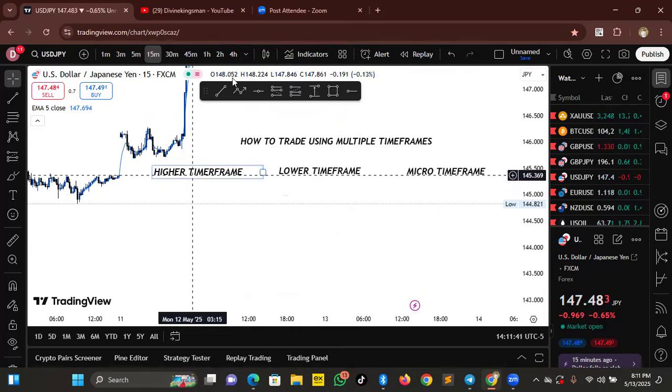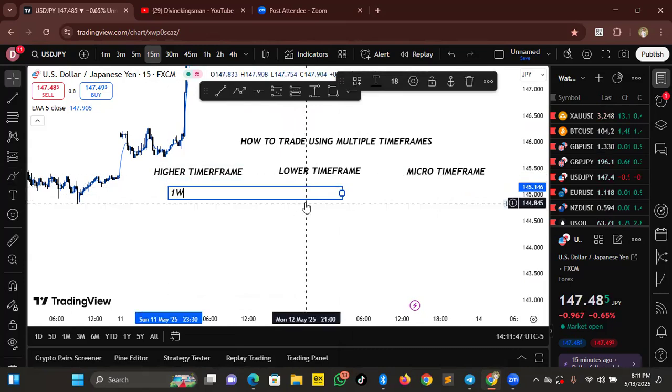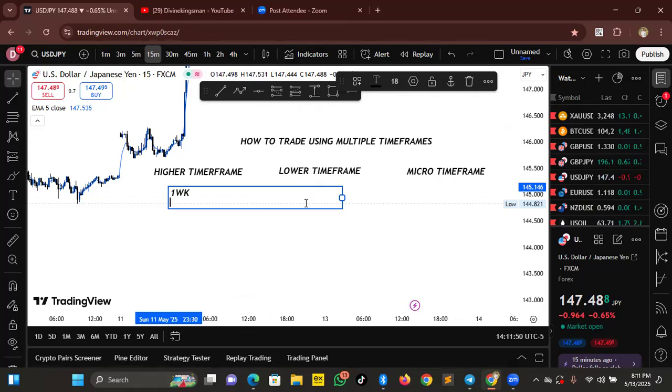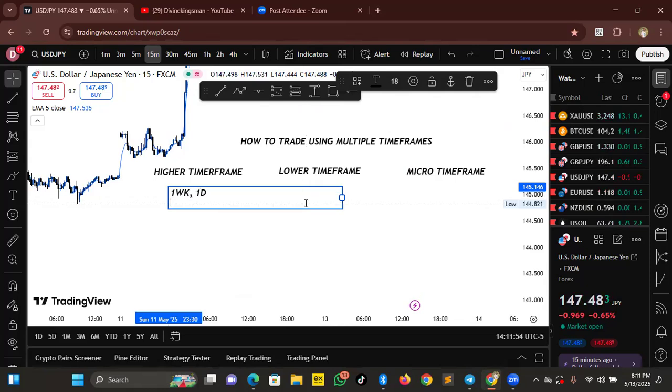So let's list some higher time frames here. Let's say we have the 1 week time frame here, or you can even put 1 day. And then the second time frame on the higher time frame you can put 4 hours, and you can also put 1 hour.